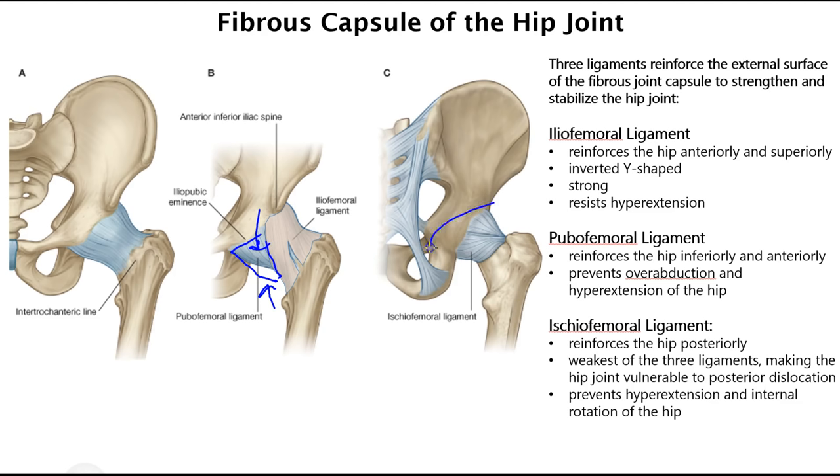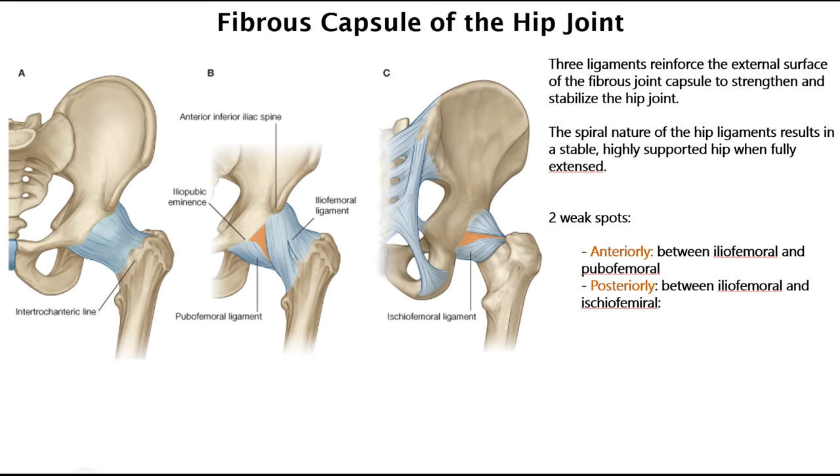Posteriorly, the ischiofemoral ligament spans from the ischium to the femur. It reinforces the posterior aspect of the fibrous joint capsule. It's the weakest of the three ligaments, making the hip joint vulnerable to posterior dislocation.